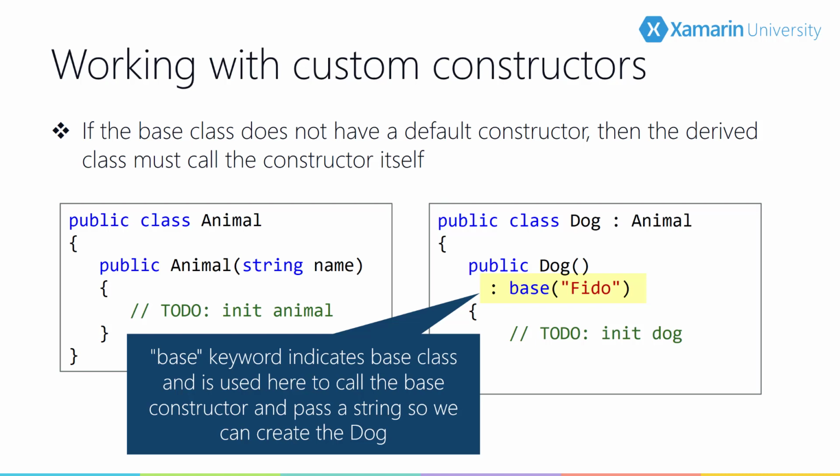And remember, this is necessary because a dog is an animal. So everything an animal has, a dog has to have, which means we need to call the base class constructor so that the animal is in a prepared state, which means that the dog will be as well.